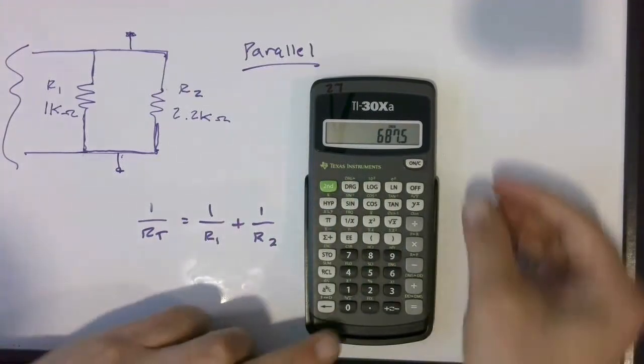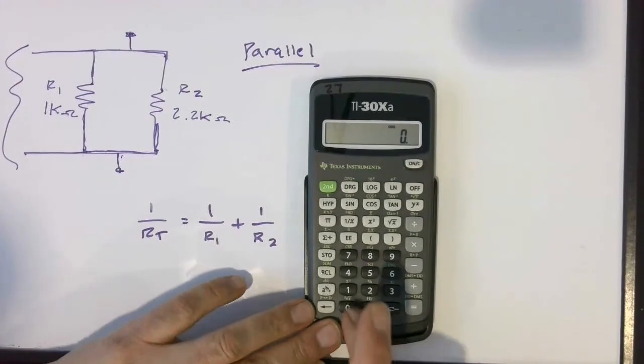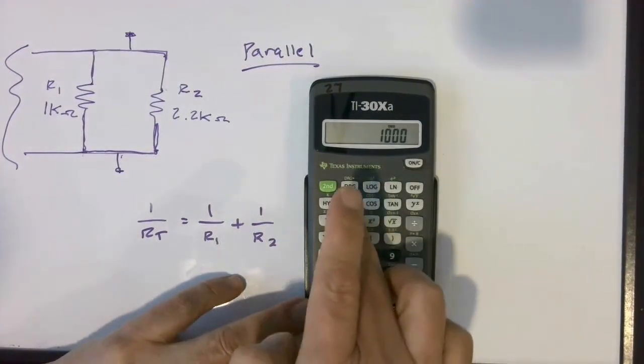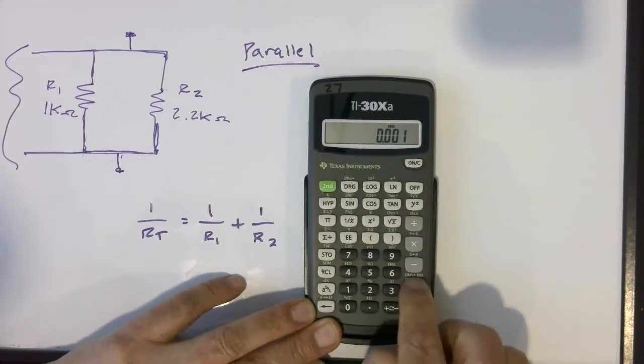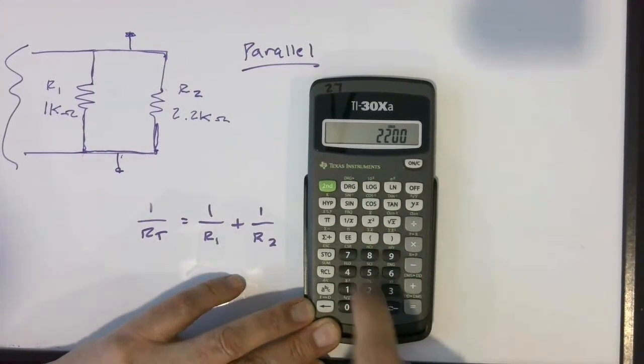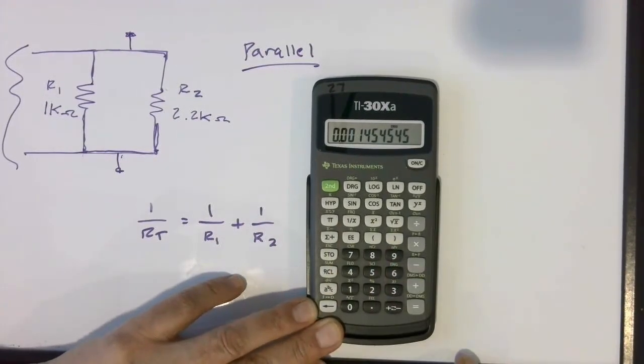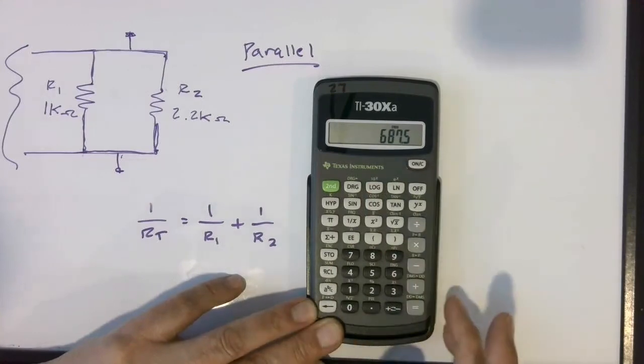But let me do that one more time so you can follow the key steps, or the button presses. So we have 1,000. We're going to take 1 over X plus 2,200, 1 over X equals, and then we're going to hit 1 over X one more time to get our final value.